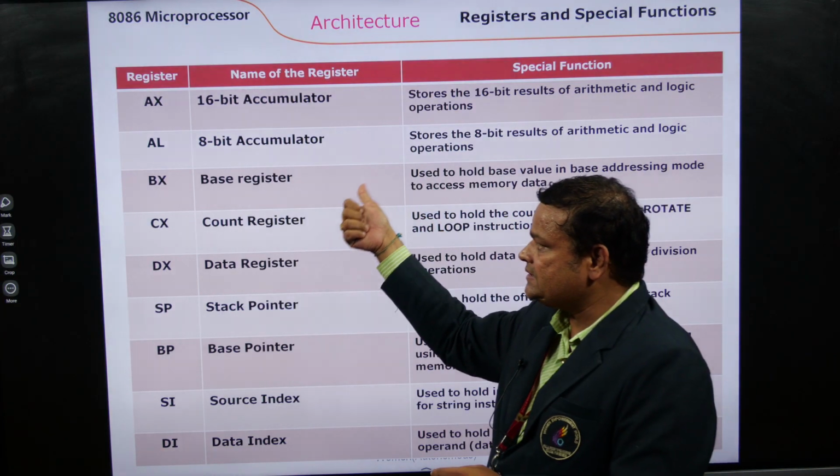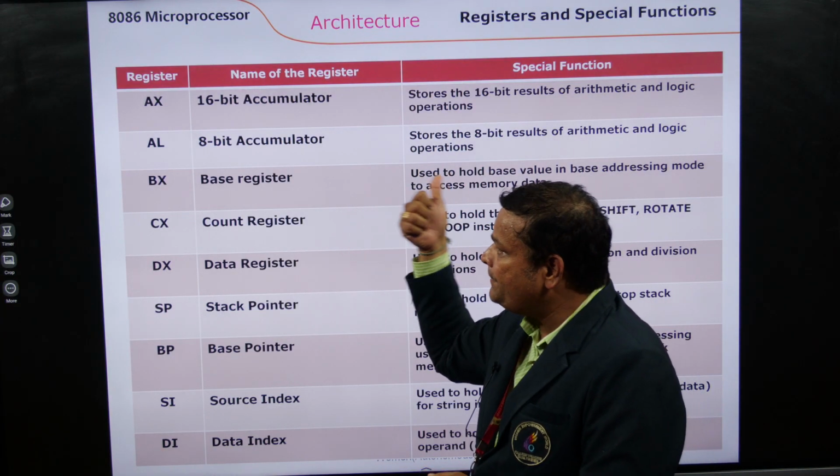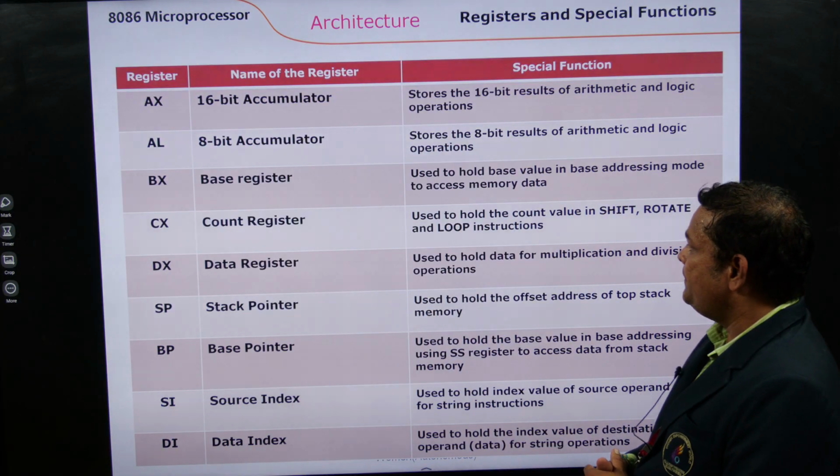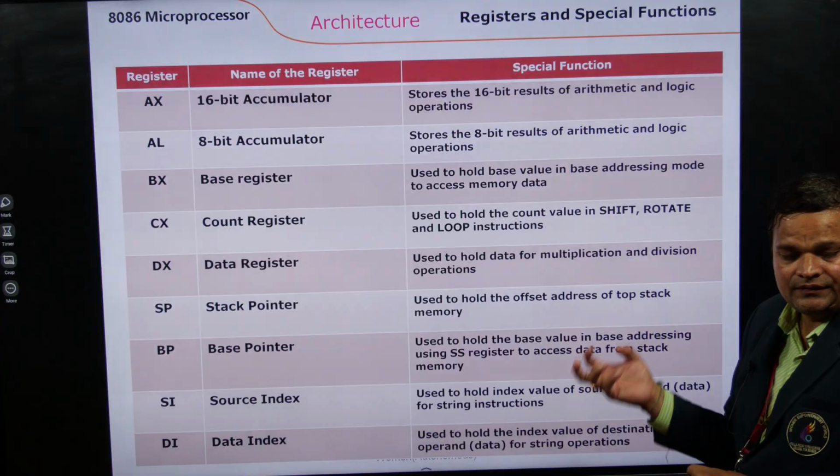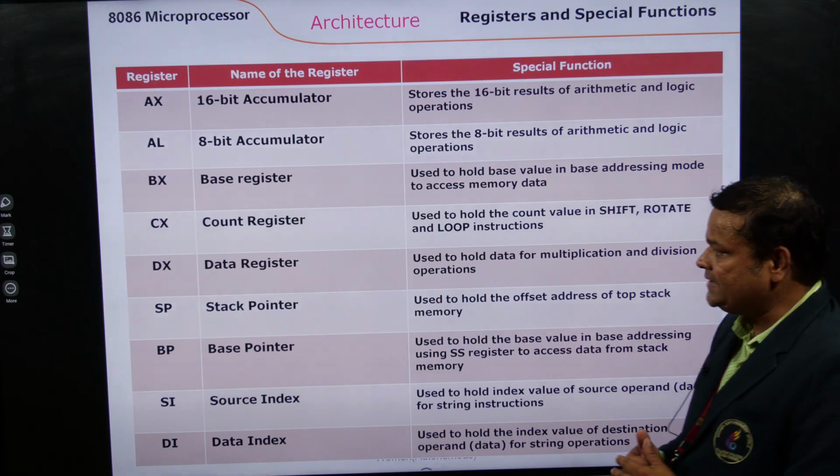Next comes the BX register. Apart from being a general purpose register, BX register is also going to act as a base register, which is used to hold the base address of the memory data while using the base addressing mode.